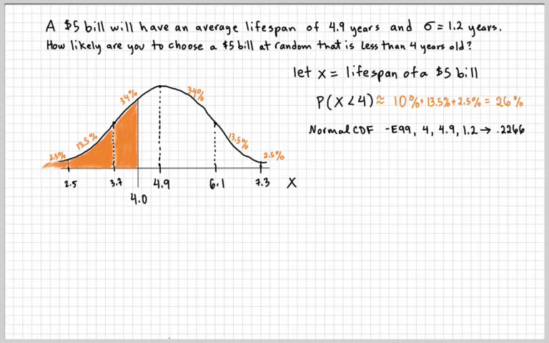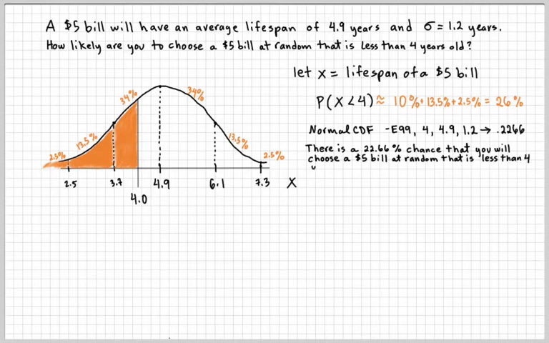Okay? And there's more numbers to it, of course. And then you should write your sentence. There is a 22.66% chance that you will choose a $5 bill at random that is less than 4 years old. So, think about this. If you can choose a $5 bill at random, let's say there's a whole bunch of them somewhere, you choose one of those bills, there's a 22.66% chance that you will find a bill that's less than 4 years old.